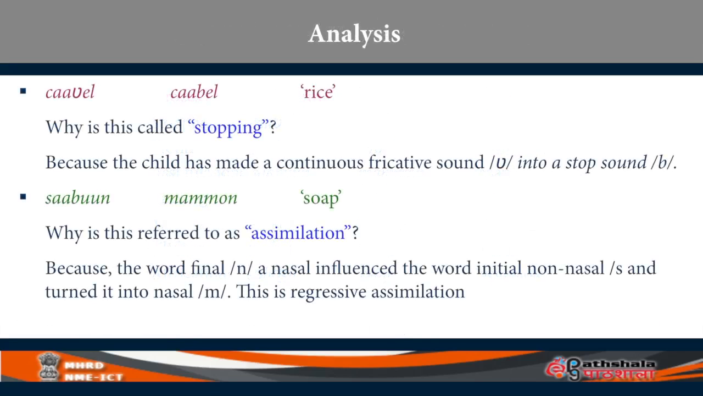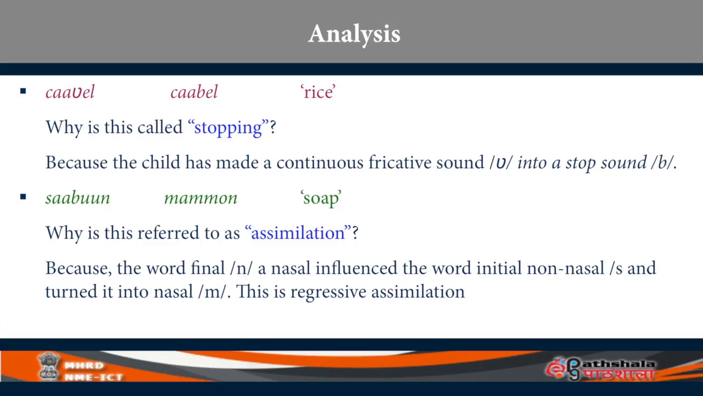So if you take the chaval becoming chabal, why is this called stopping? Because the child, instead of producing the fricative va, is stopping. It's quite obvious, right? Same thing with sabun, mabun, I have already explained to you, assimilation is taking place, right? Because na is influencing the production of a non-nasal sa and everything is becoming nasal. It's a regressive assimilation, right?